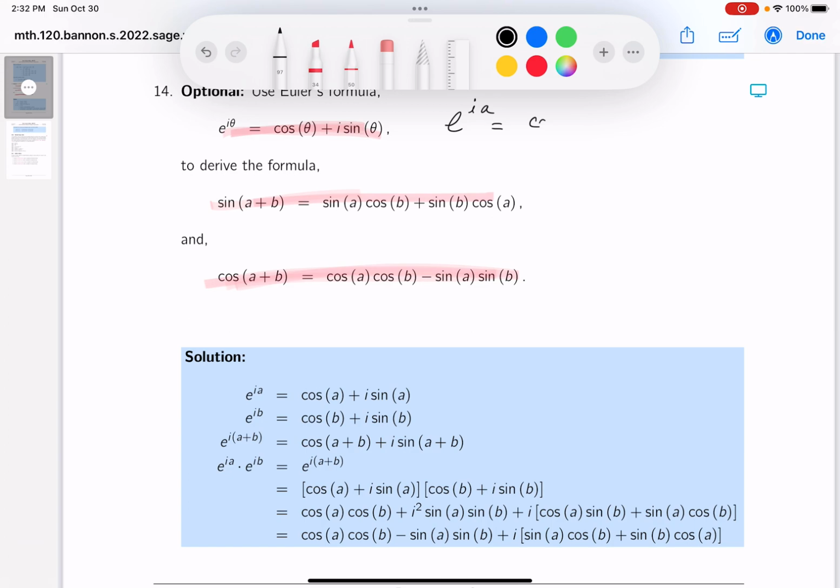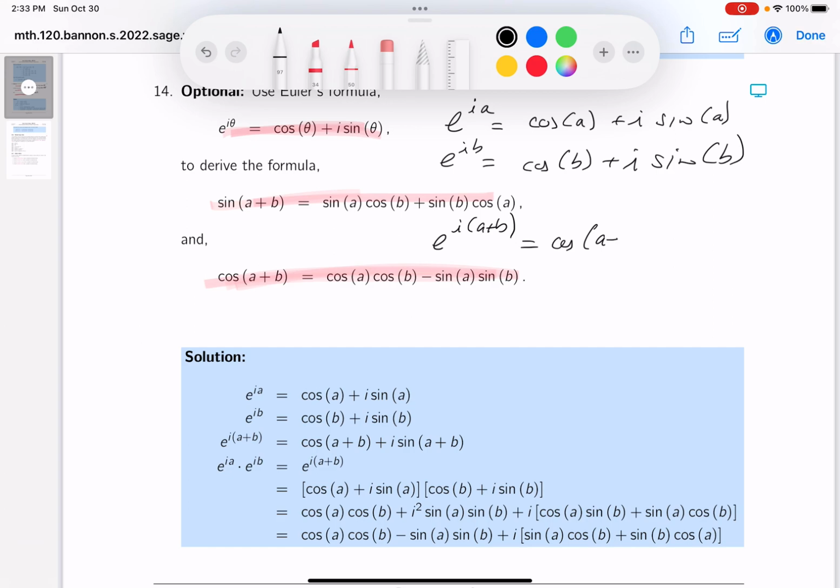What's that going to be? Cosine of A plus i sine of A. Relatively simple. e to the iB. What's that going to be? Well, cosine of B plus i sine of B. What else did I write down? e to the i(A plus B). What's that going to look like? Cosine of (A plus B) plus i sine (A plus B).